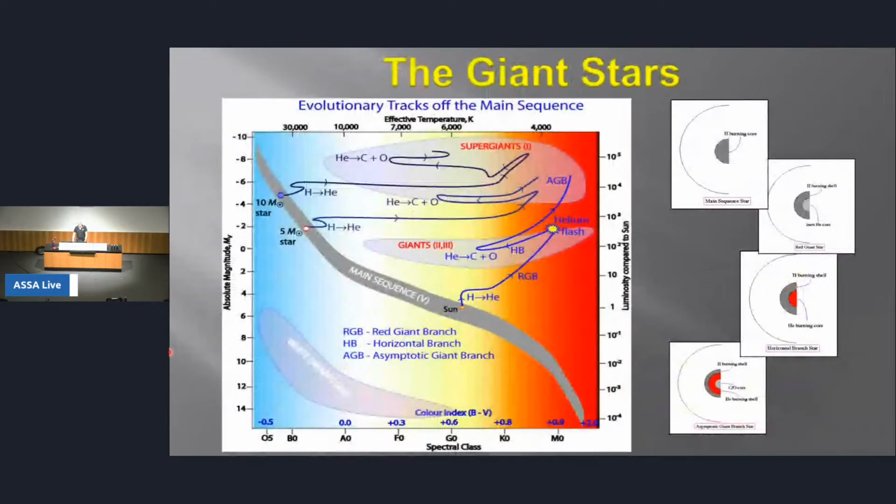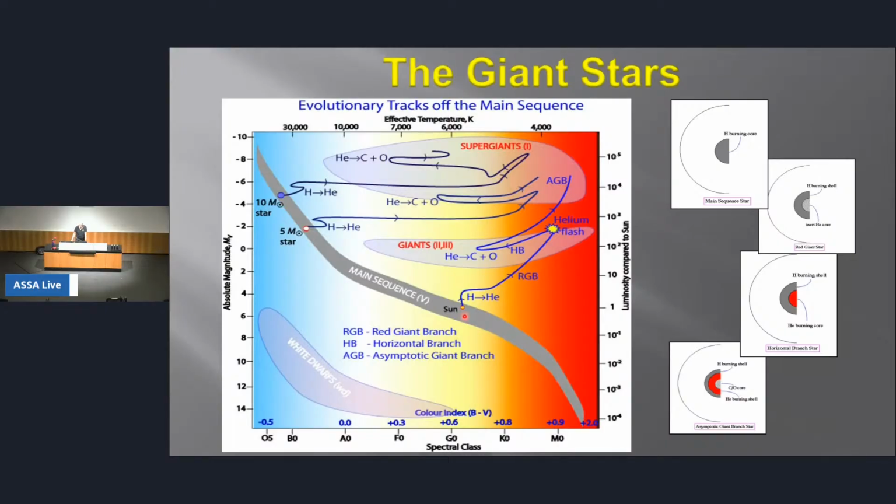Okay, so then we'll discuss a bit more about the giant stars. If you get a star like the Sun, a low mass star, when it's sitting on the main sequence, it's happily fusing hydrogen into helium, and it will sit there for billions of years doing that. But eventually, it will run out of fuel. And when it does that, the core is now full of carbon.